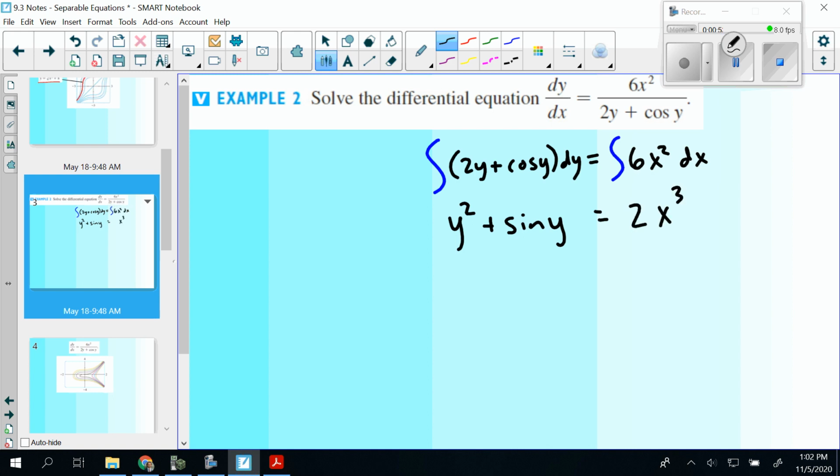We'd want a 2 in front then, so that when we find the derivative, we'd get 6x squared. And plus some possible constant. So that would be the solution to the differential equation.